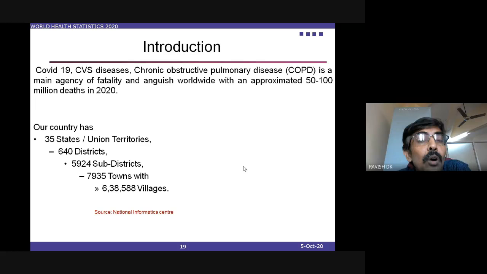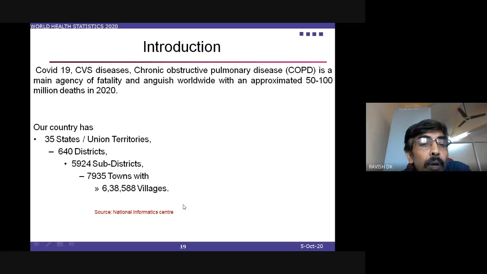COVID-19 is a simple disease by comparison. The more affected and dreaded diseases are cardiovascular disease and heart attack, then chronic obstructive pulmonary disease, COPD, whose fatality is more when compared to COVID-19 fatality. That's why I am showing how important healthcare is. Because of all this, there is an estimate of 50 to 100 million deaths in 2020.